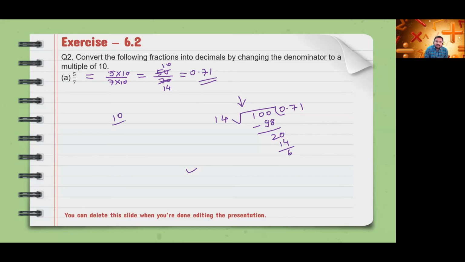See, it is 10 upon 14, not 14 upon 10. When it is 14 upon 10, then it comes 1.4, but it was reversed, 10 upon 14. So we have to do the division in this case. Most of you gave the answer as 1.4 and that was wrong.